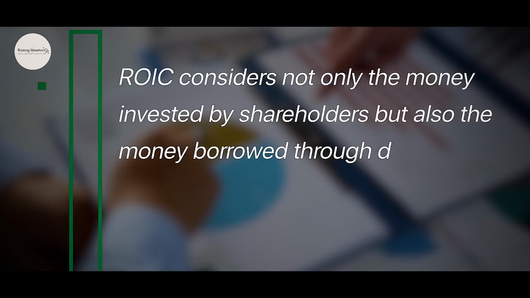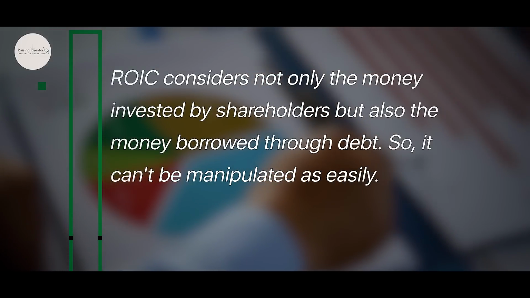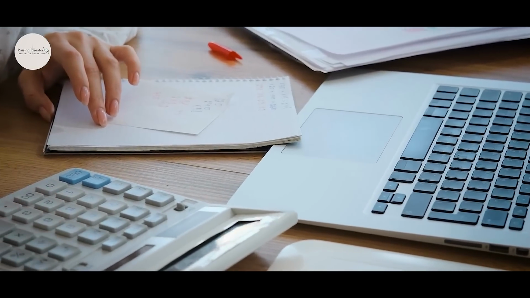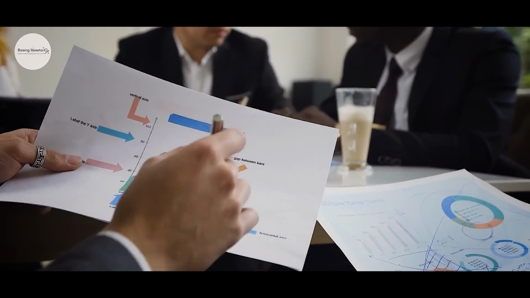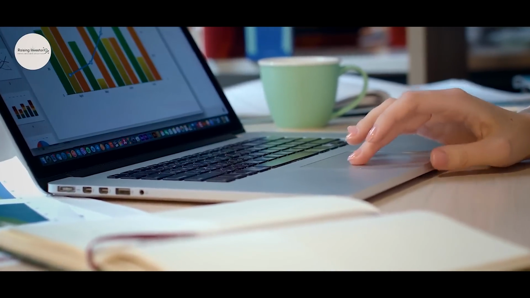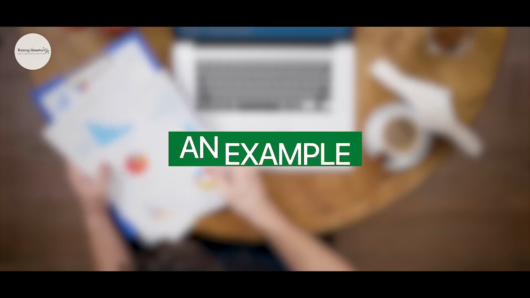ROIC considers not only the money invested by shareholders, but also the money borrowed through debt. So, it can't be manipulated as easily. You see, companies have some flexibility in deciding how much equity to raise or dilute, which can affect the ROE calculation. They can also raise more debt or pay it off, which also affects ROE. Let me break it down with an example.